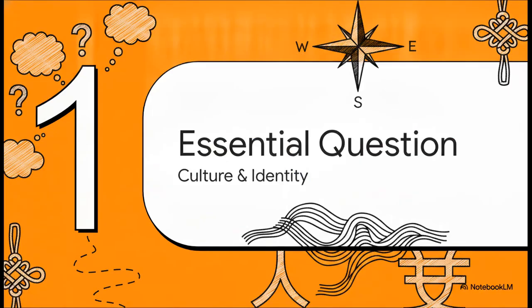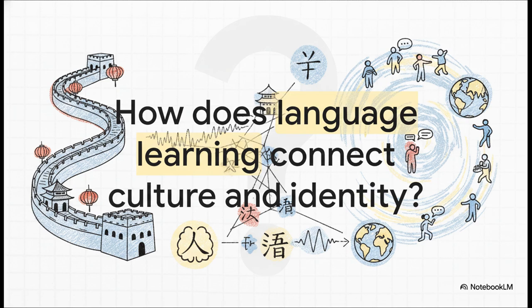Kicking things off with Section 1, the essential question, focusing on culture, identity, and community. How does language learning connect culture, identity, and community? This essential question frames our entire explainer, and it actually ties directly into the daily communication you're practicing right now.